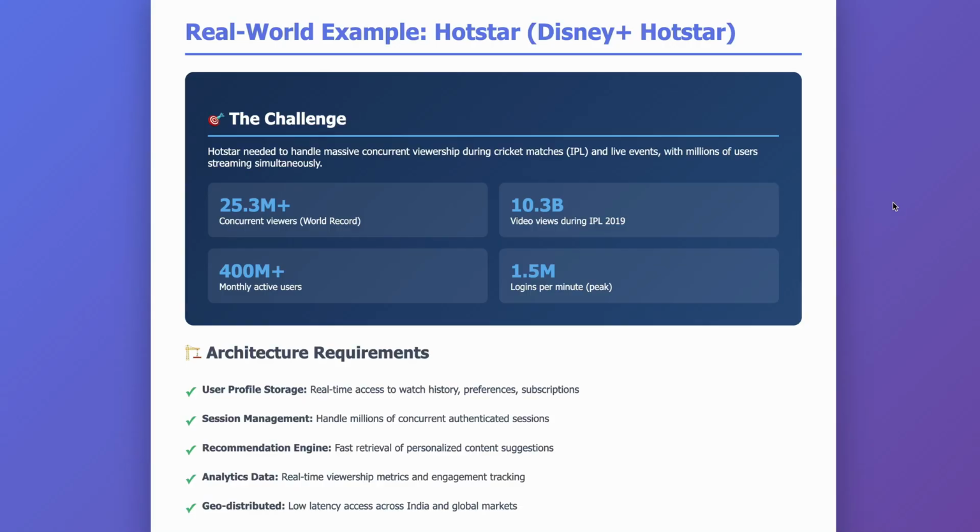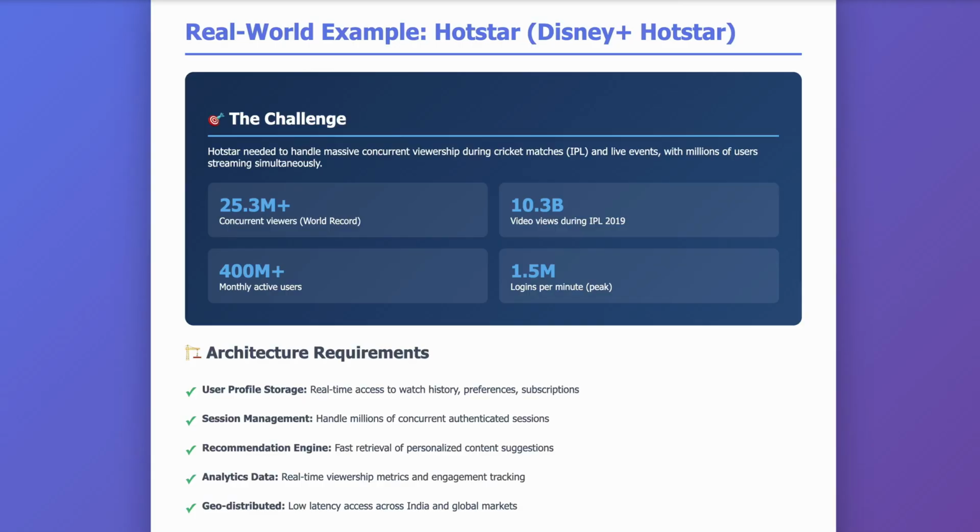Their architecture requirements were demanding. They needed user profile storage with real-time access to watch history, preferences, and subscriptions. Session management to handle millions of concurrent authenticated sessions. A recommendation engine for fast retrieval of personalized content suggestions. Analytics data for real-time viewership metrics and engagement tracking. And it all had to be geo-distributed for low-latency access across India and global markets. Why did ScyllaDB win?